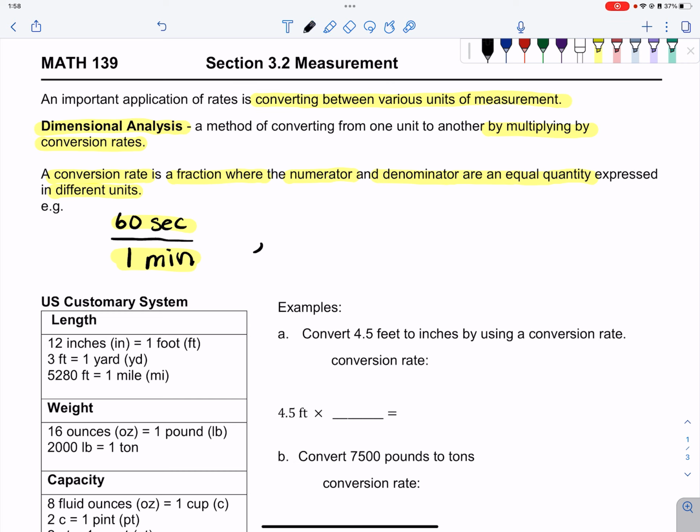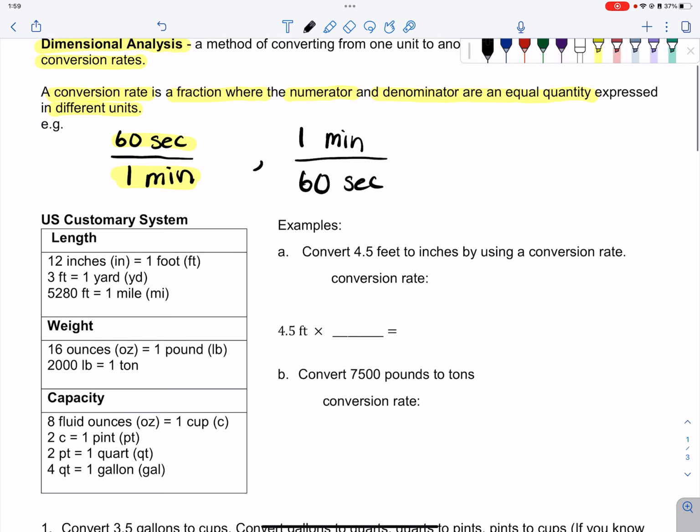I could have written it instead as 1 minute over 60 seconds. This is still a conversion rate, the numerator and denominator are equal. It's just going to be used to convert seconds into minutes. And which of the two conversion rates you need depends on what you're trying to convert. So now let's go through some examples here.